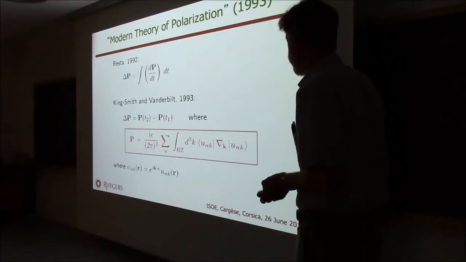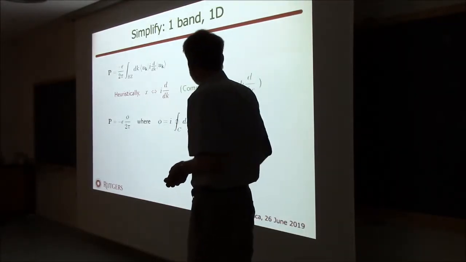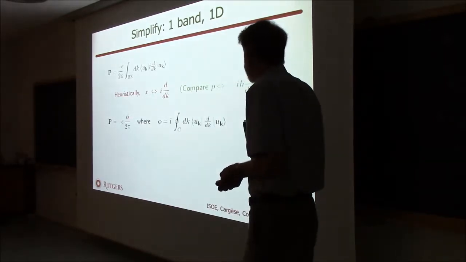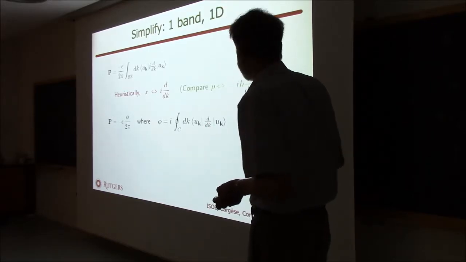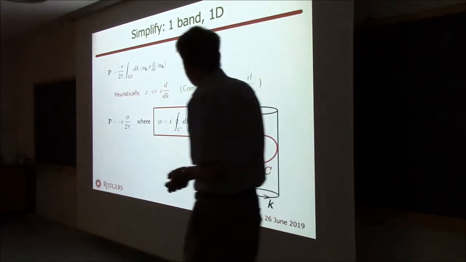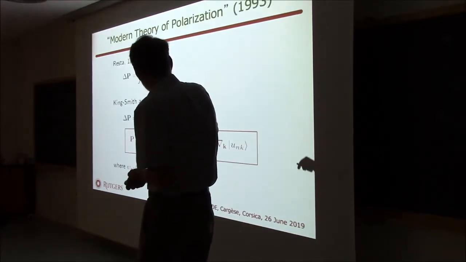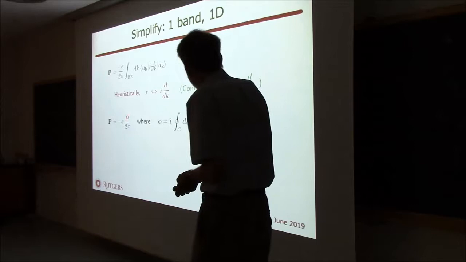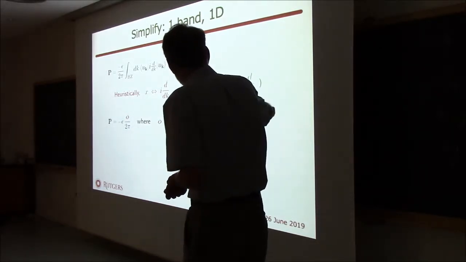Okay, so I've skipped some of the steps. I have to refer you to some of the papers in order to do this. Again, heuristically, the idea is that the x operator can be replaced by i d/dk. And when you do that, here I've simplified to a single band in one dimension. In one dimension, the prefactors get simplified. It's just minus e over 2 pi. I can write this as phi over 2 pi, where phi is equal to this object.